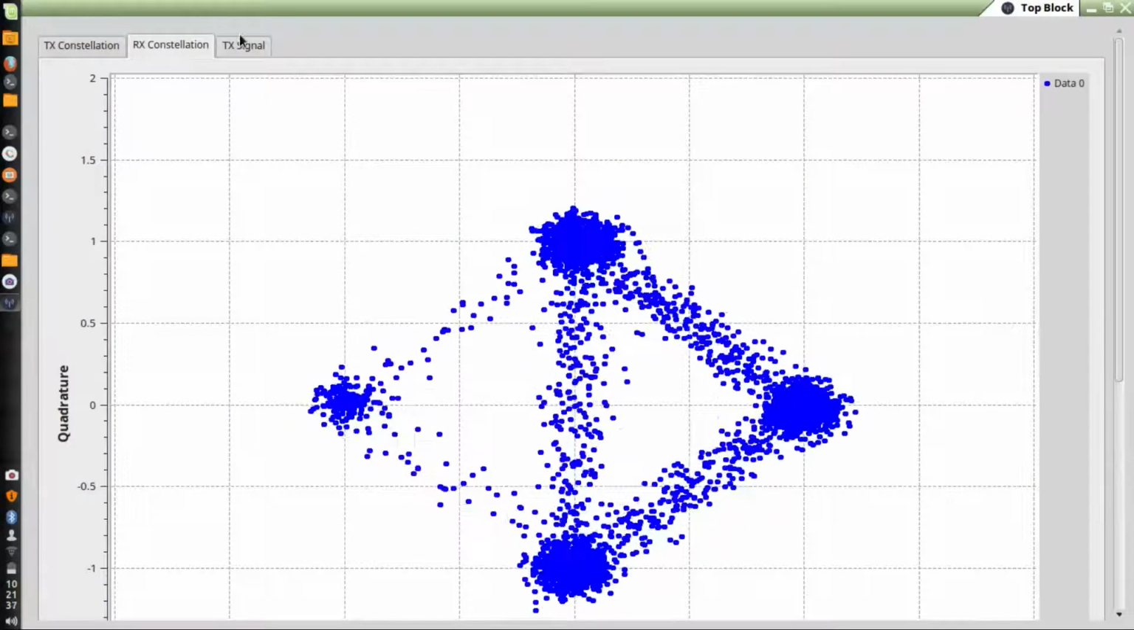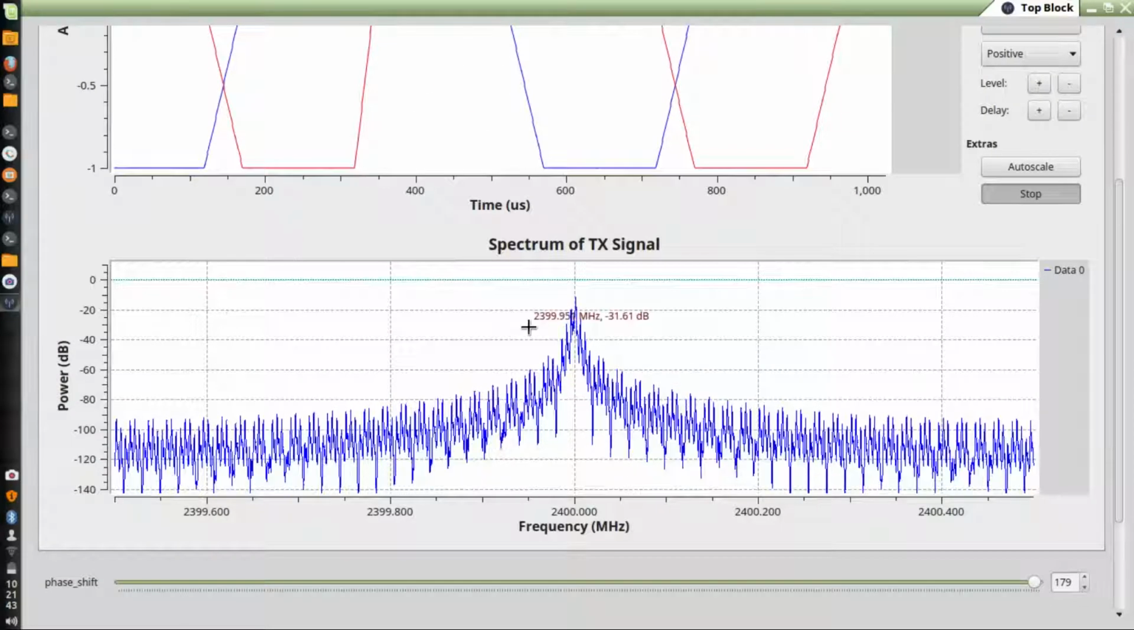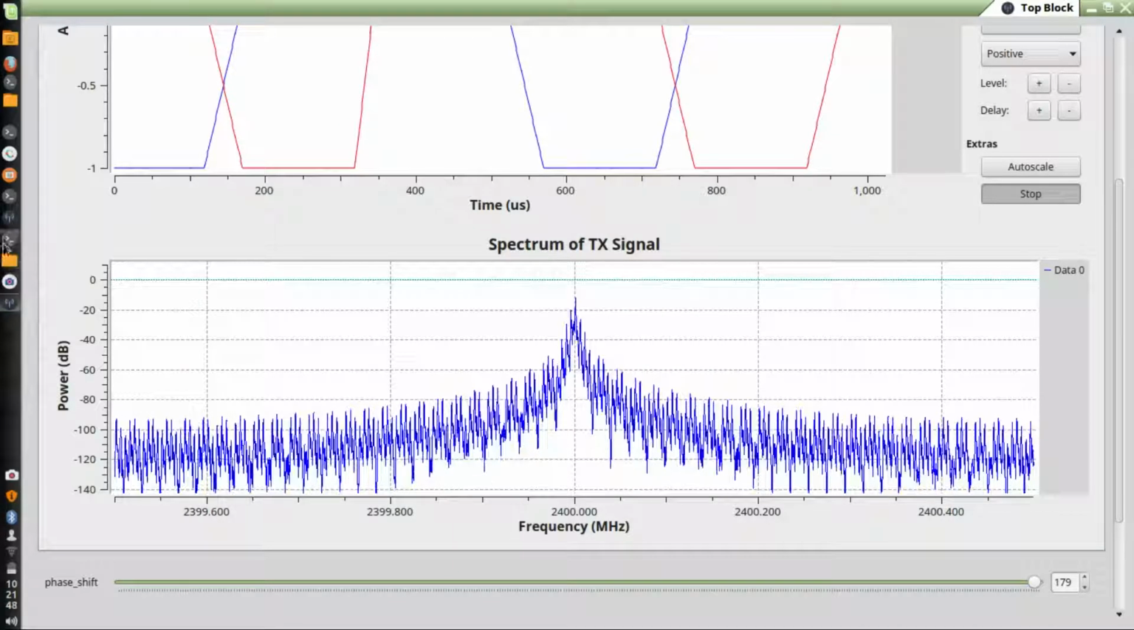If you look at the transmitted signal, you can see some of the rounded edges from the pulse shaping. These pulses would be much more rectangular if I didn't have the pulse shaping in there, and a relatively narrow transmit band, which would also be more wide band if I didn't have the pulse shaping.